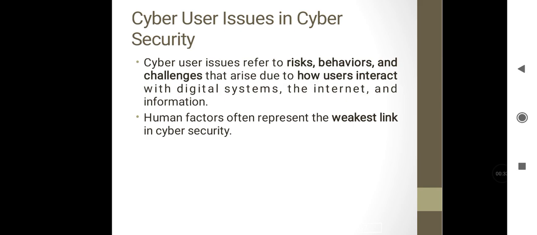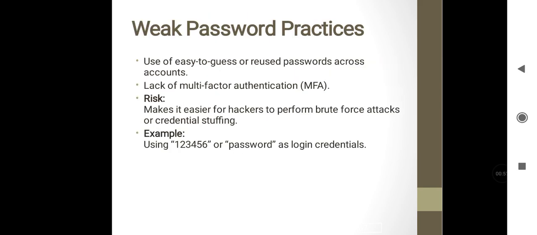For example, a company may have a very strong security system, but if an employee shares their password with a stranger, the system can still be compromised. Yes, like that, a cyber issue happens. One of the most common cyber user issues is weak password practices, right? For example, we use passwords like 123456, and generally we set passwords up to 8 characters, or our name, our date of birth. So this is the first thing through which a security issue happens because of the user.